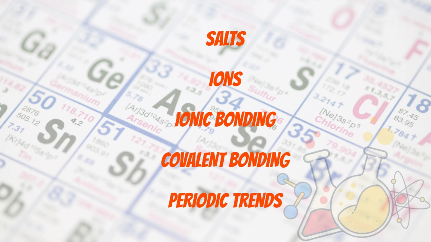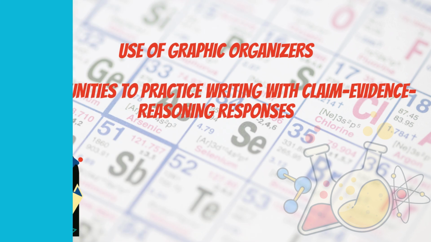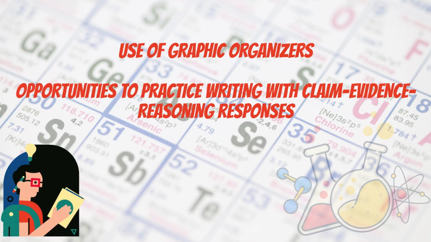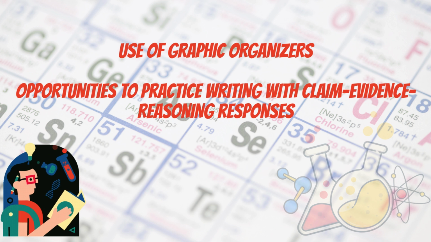Chapter 6. Ionic Compounds and Metals. In this chapter, students will be introduced to ionic compounds and understand that salt is an ionic compound. Students will have to describe certain characteristic properties which are explained with structure and bonding. This is also a good time to review properties of metals. This section allows for the use of graphic organizers and opportunities to practice writing skills using claim evidence reasoning question responses.